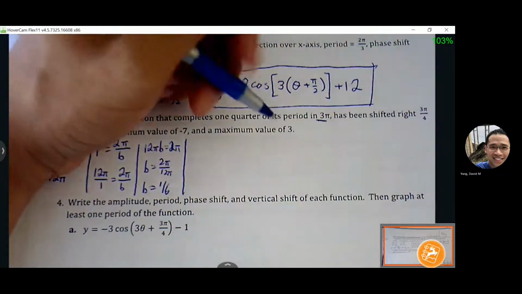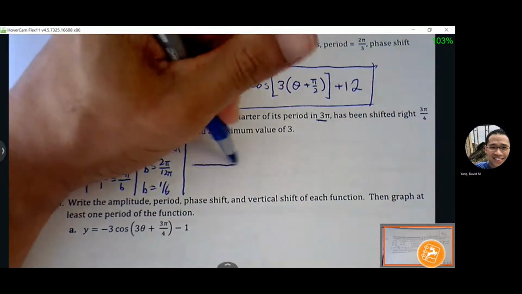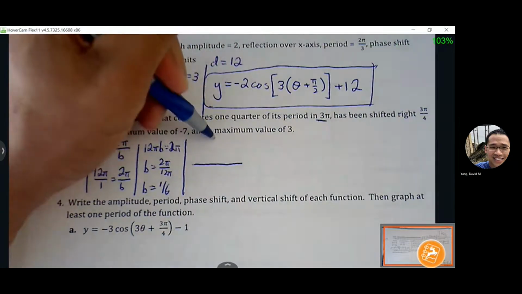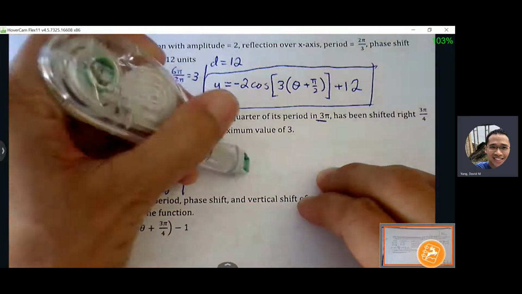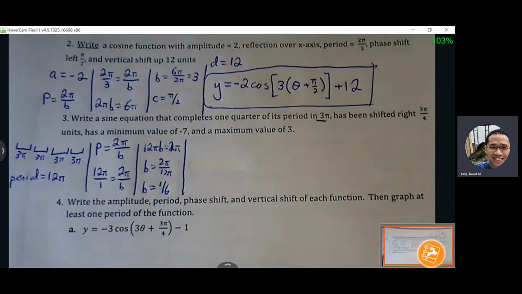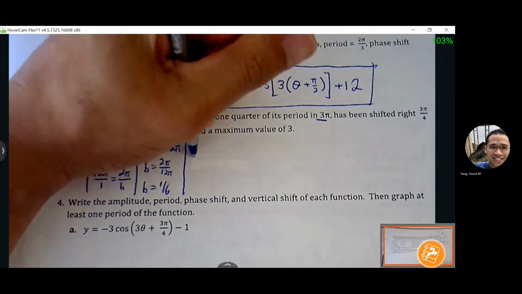So I'm just going to graph it out and just count my way through and see if I can convince myself where the center of my graph is.